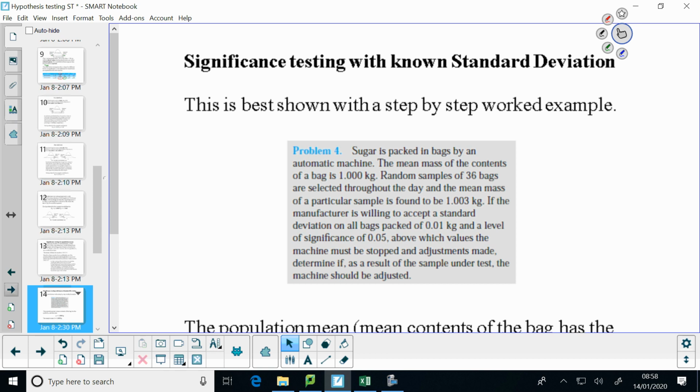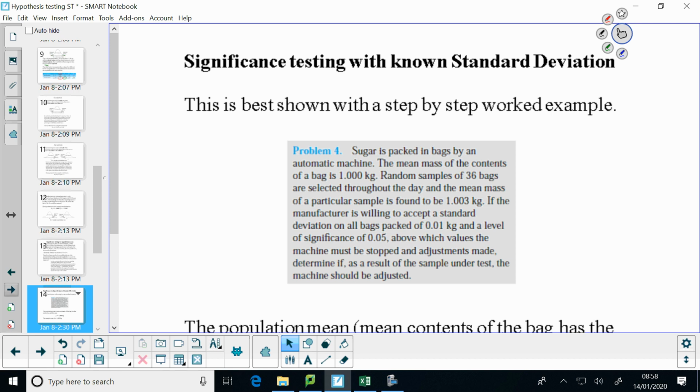So, let's have a look at a step-by-step example. Every bit of work in here is laid out in your notes, so you don't need to copy it down and you can follow along. All right? We've got this problem where sugar is packed in bags by an automatic machine. The mean mass of the contents of the bag is 1 kilogram. That's what the label states, we're giving you an average of 1 kilogram of sugar.